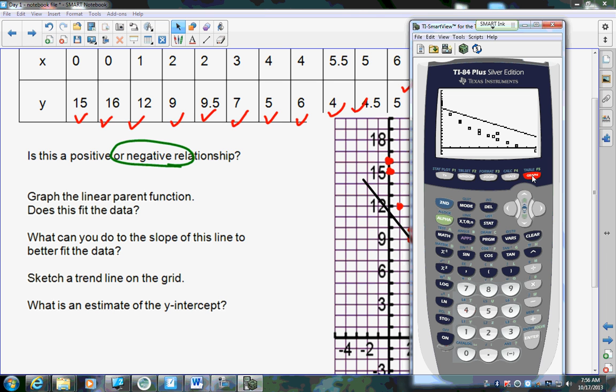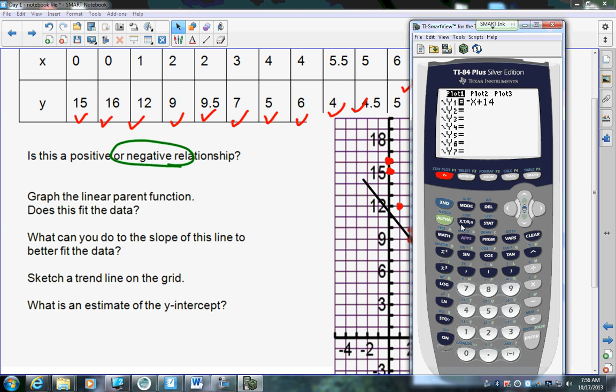All right, now that's fine here, but what do I need to do? Do I need to make my line flatter or steeper? Flatter means it makes it more horizontal. I need to make it steeper. Okay, so to make it steeper, remember the negative only has to do with the direction.